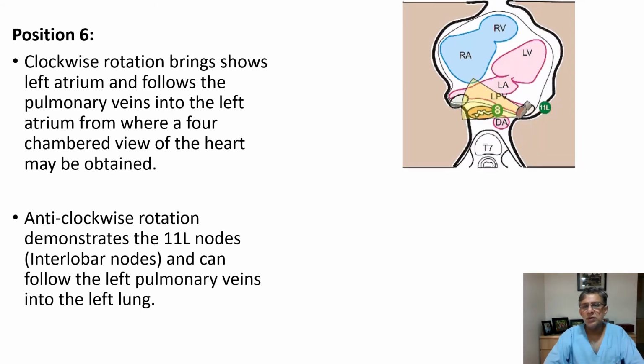In this position, this is the video when we are in the left lower part of the left bronchus. Clockwise rotation shows the pulmonary vein, and a four-chambered view of the heart can be obtained. Anti-clockwise rotation shows the station 11 lymph nodes.